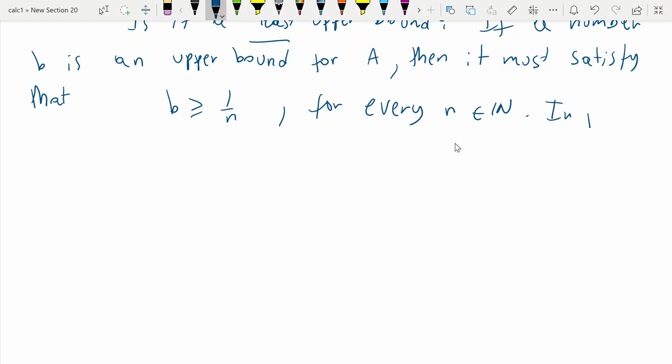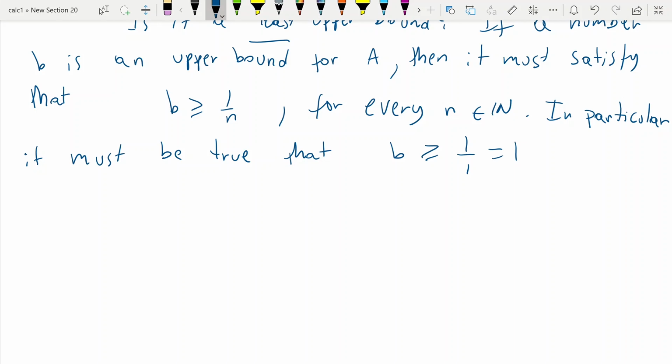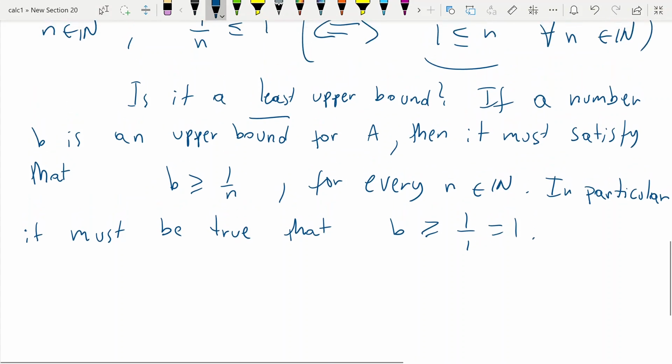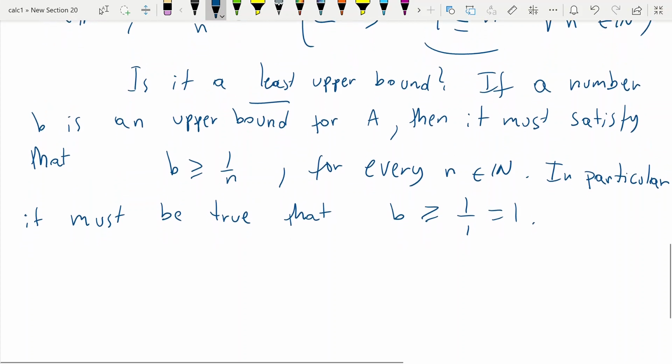In particular, it must be true that b is greater than or equal to 1 over 1. 1 is in N, and is equal to 1. So what we've concluded is that b, our upper bound for a, must be greater than or equal to 1.